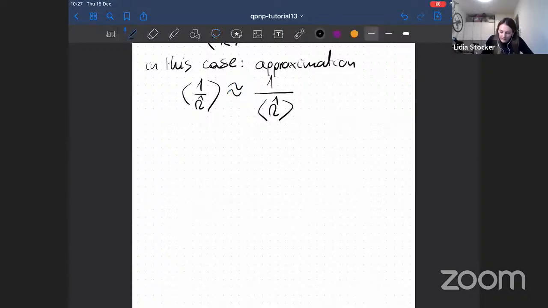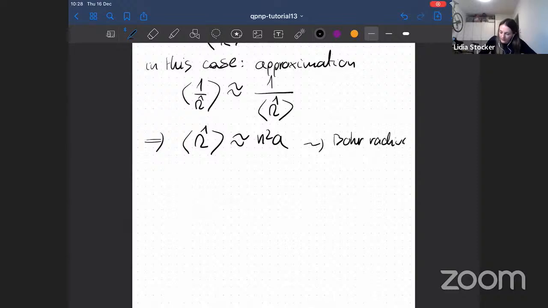So here with this, we can say that the expectation value of the position of the particle is approximately n squared over Z times the Bohr radius. And this you have a connection with experimental measurement.